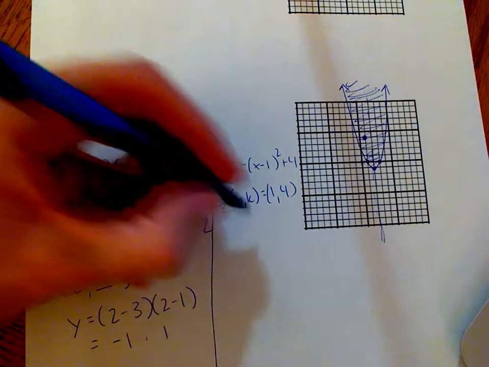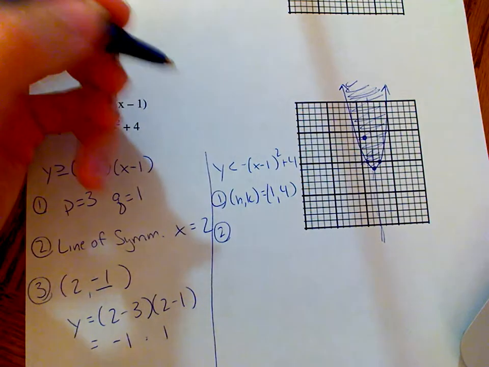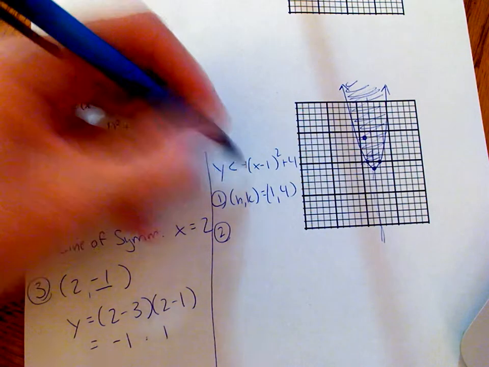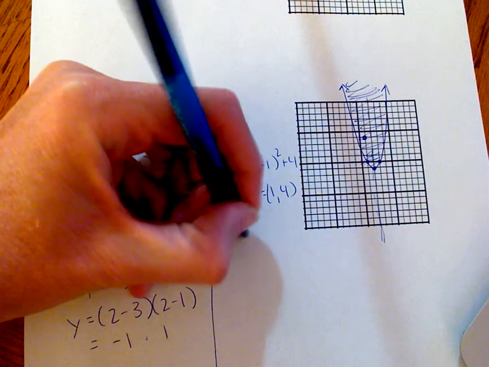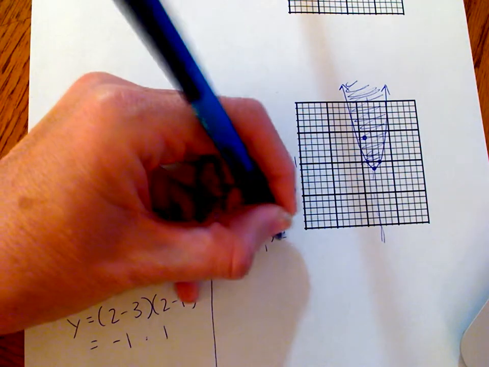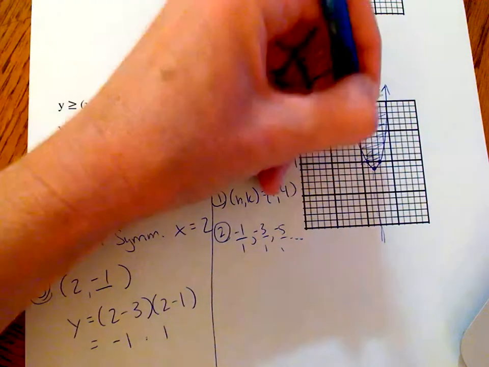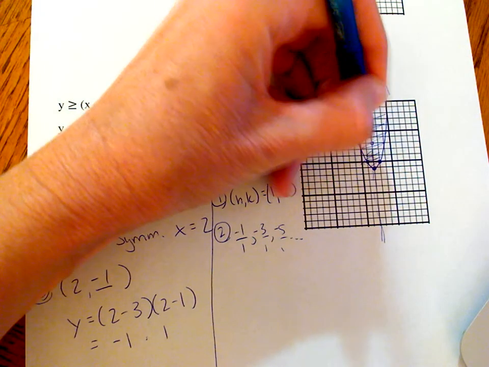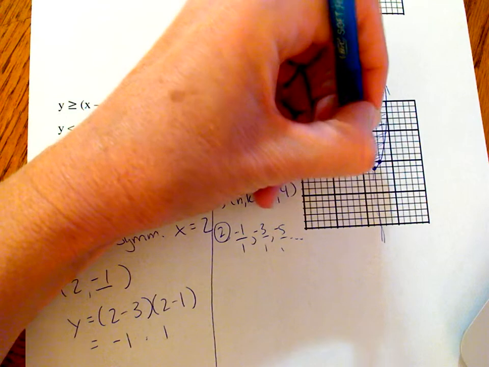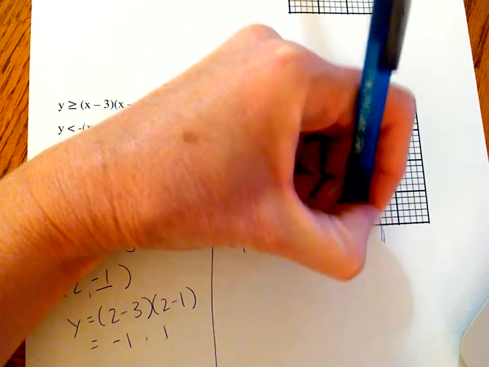And then from there, we will do our rates of change pattern, 1, 3, 5. But in this case, because our a value is a -1, our rates of change will actually be down 1 over 1, down 3 over 1, down 5 over 1, and so on. And again, this is a dotted parabola since it was just less than.